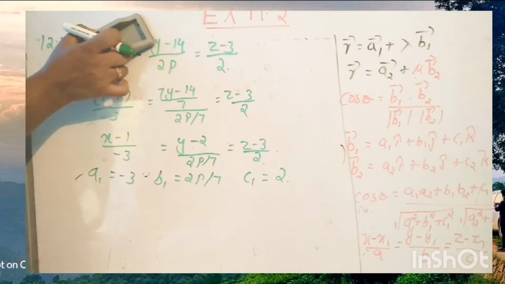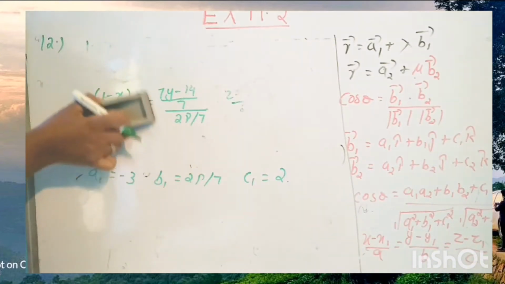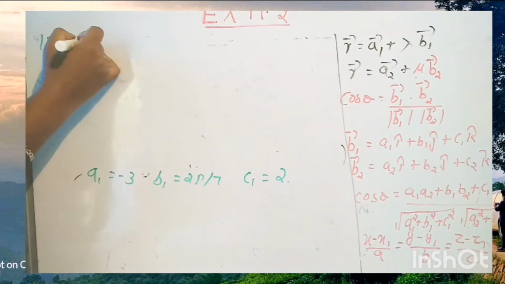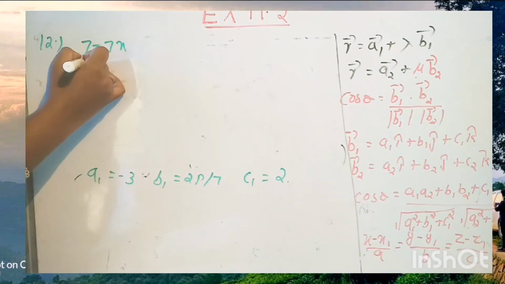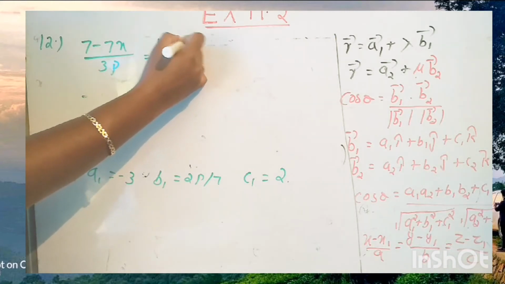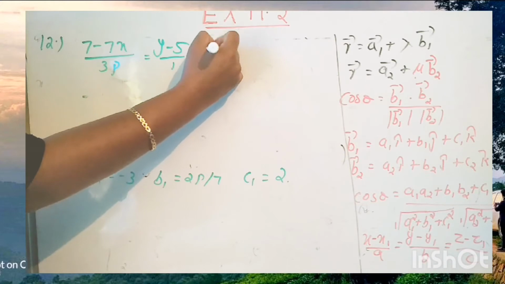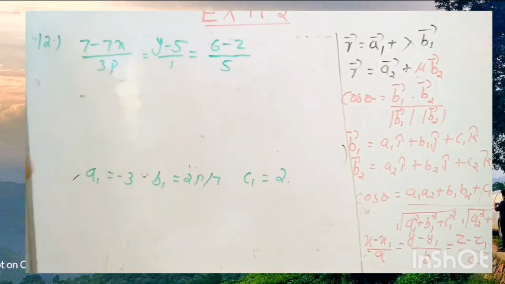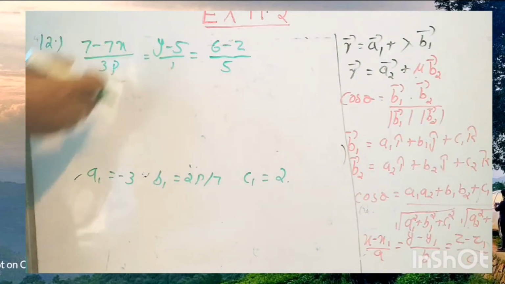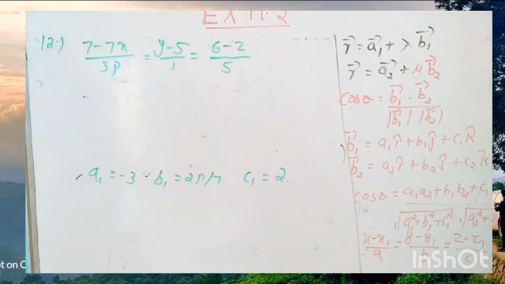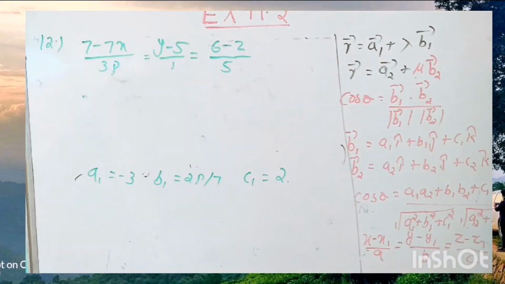Now, consider the second equation. The second equation is (7 minus 7x)/(3p) = (y minus 5)/1 = (6 minus z)/5. This is also in Cartesian form, so we need to convert it into the form (x minus x1)/a = (y minus y1)/b = (z minus z1)/c.